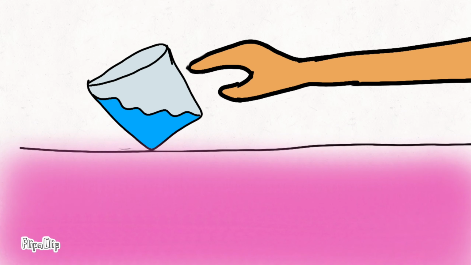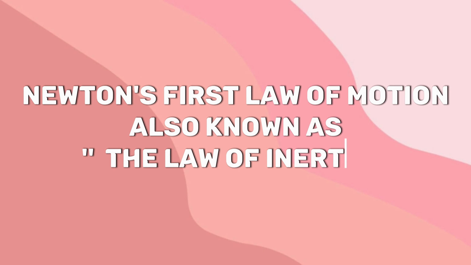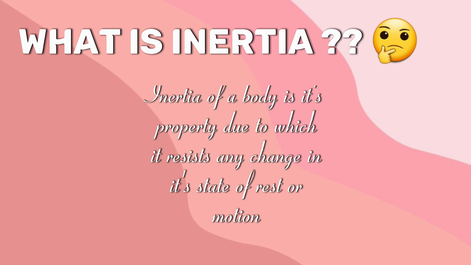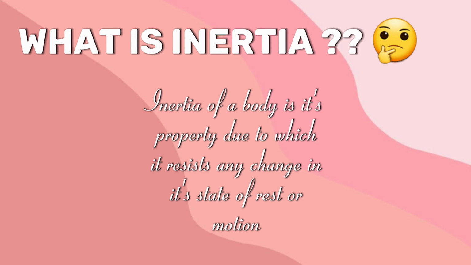Since Newton's first law of motion deals with the inertial property of matter, it is also known as the law of inertia. So the question arises, what is inertia? Inertia of a body is its property due to which it resists any change in its state of rest or motion. It is a property of an object due to which it moves, it stops, it flies, or whatever it does. It is due to inertia.